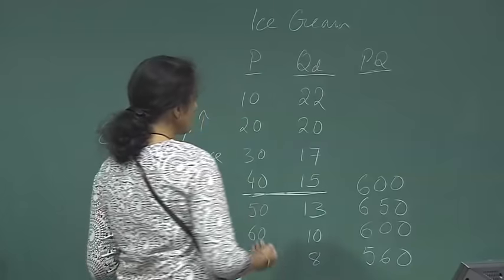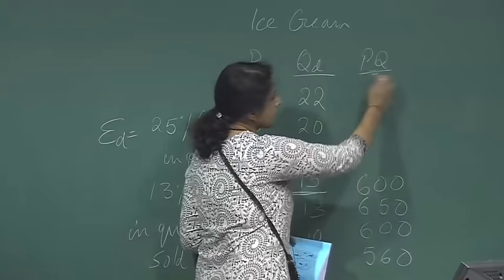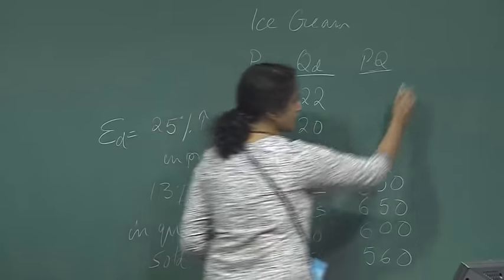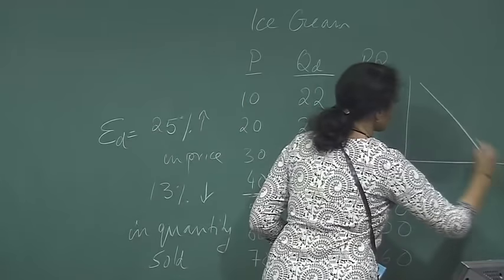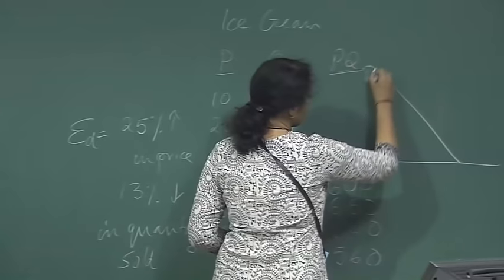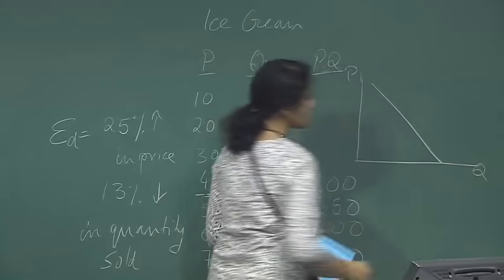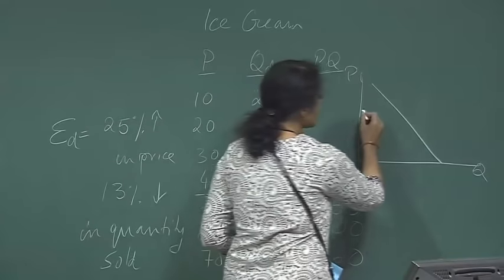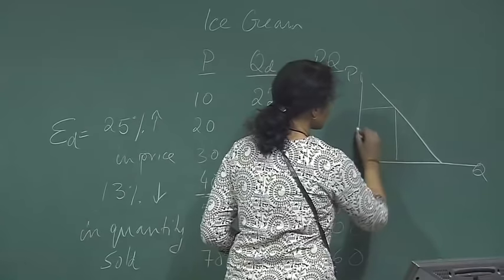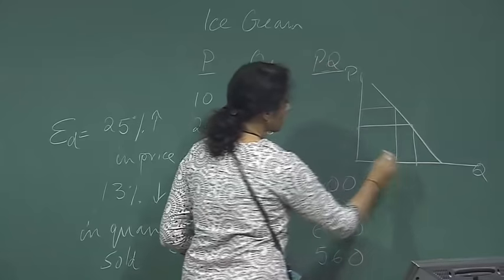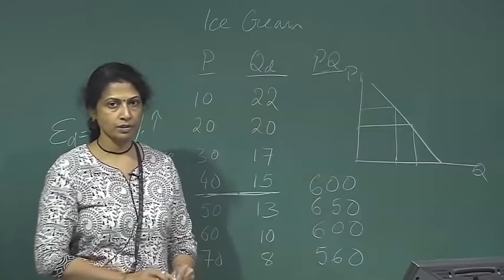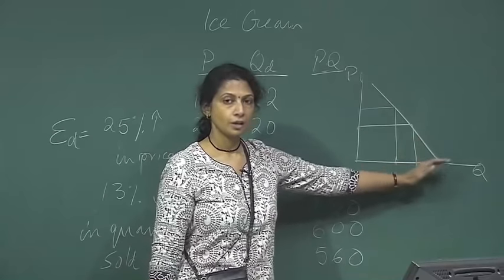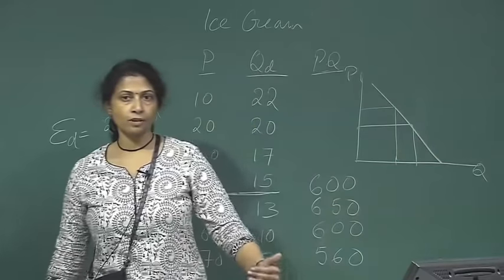Elasticity is telling me that since P and Q move in opposite directions, since we have a negatively sloping demand curve where this is P, this is Q, every unit of price change that happens comes along with a change in quantity, and that is going to change my revenue.